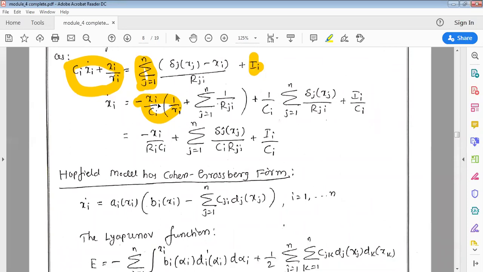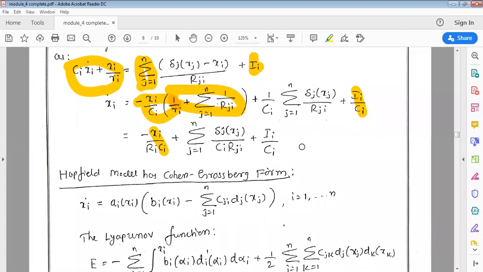Now what I will do, I'll take xi by Ci as it is, and name this entire term, 1 by Ri plus summation j equal to 1 to n of Rji, as 1 by Ri. The remaining term is Ii by Ci, plus delta j of xj by Rji into Ci. I'll take the Ci inside the summation only, because Ci is anyway constant. It is not varying with respect to j. It can be either outside or inside, it will not make any difference. So I got a final equation in this format.